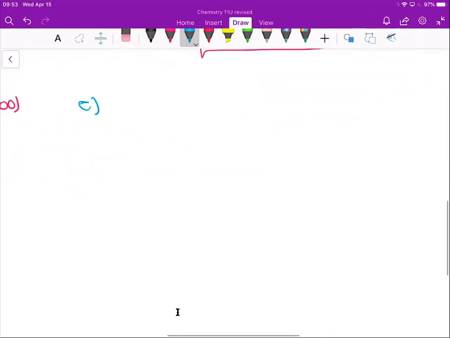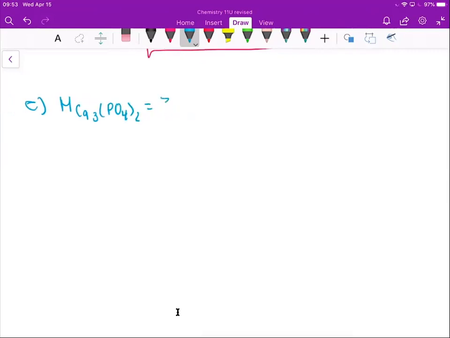I don't know why my writing is so messy. Anyways, you can think of all the elements kind of like building blocks, Lego blocks, and so we're just combining them in different ways, and then their molar masses change based off of that. So we have 3 calcium, 2 phosphorus, and then 8 oxygen.